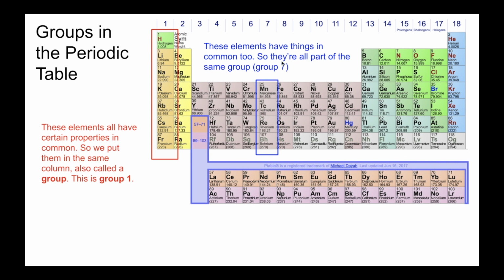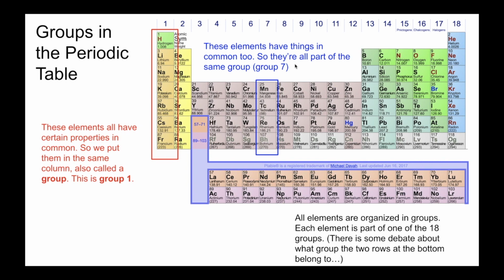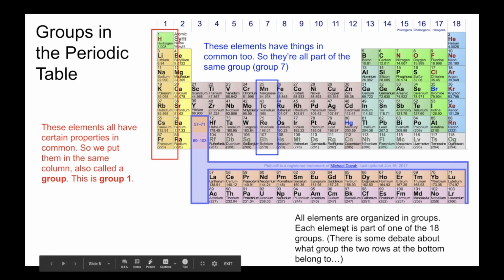elements that are in the same group have some things in common, which is why the periodic table is arranged this way, rather than just being a long list. That's why it's put into this table format, so that we can arrange the elements that have things in common right on top of each other or right beside each other. All elements are organized in groups. Each element is part of one of the 18 groups.